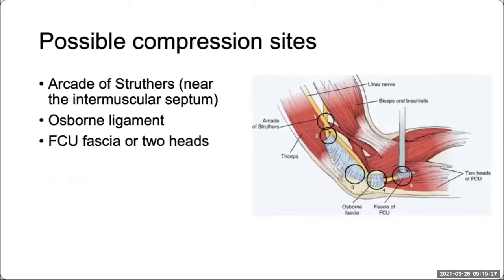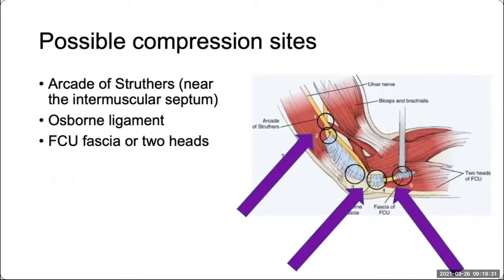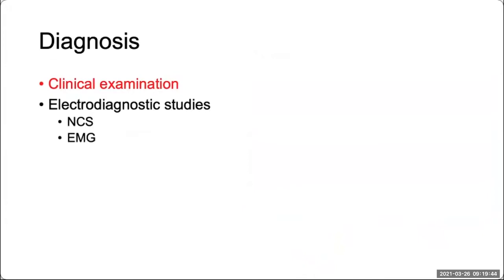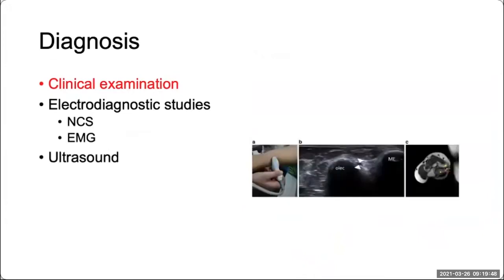Compression can occur over these areas: the arcade of Struthers, Osborne ligament, and FCU fascia or its two heads. Decompression surgery requires release of all the compressive sites. Clinical examination is the mainstay of diagnosis. Electrodiagnostic studies may be helpful but can be normal. Ultrasonography is useful to confirm doubtful cases or when double crush is suspected.